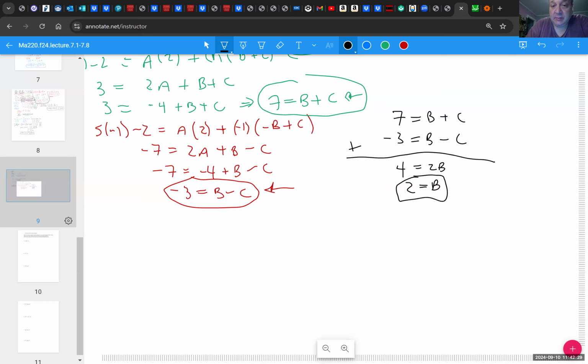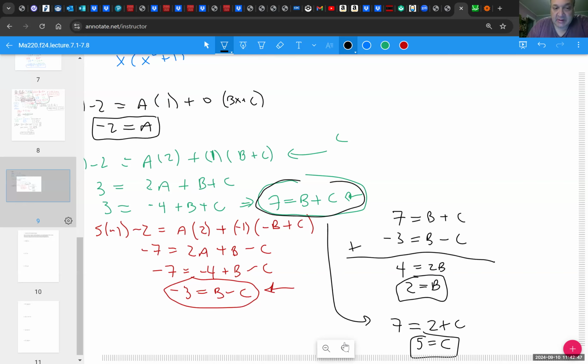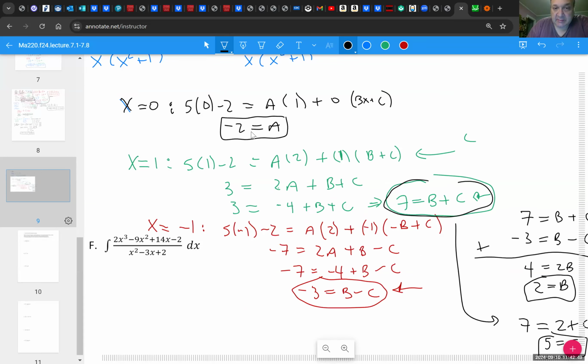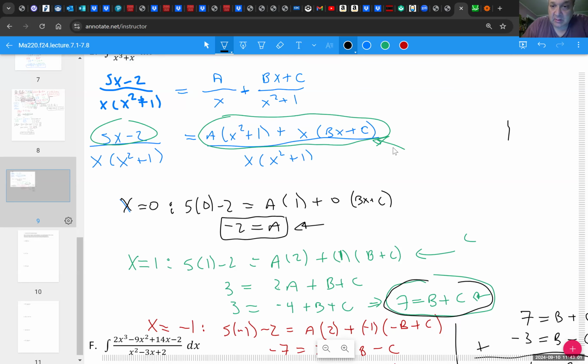Since I know b is 2, I can go back to any of these equations, like this one, and now I know 7 is equal to b plus c, which becomes 2 plus c, and so c is equal to 5. So the value of b is 2, the value of c is 5, and originally, all the way back up here, we figured out the value of a was -2. So a is -2, and we got our b and c, and now we can decompose this like we have done before.